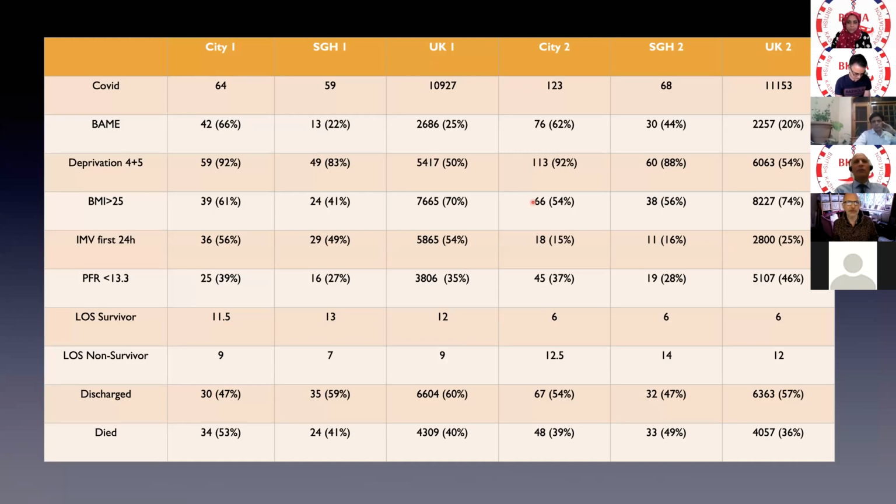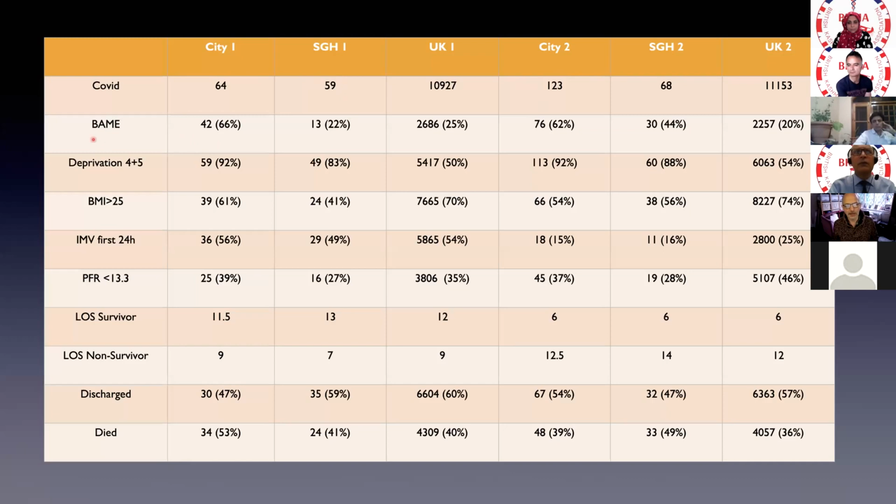Sorry, this is a bit crowded, but basically this summarises wave 1 for City, Sandwell, and then the UK average, and then the same for wave 2. Wave 2 for us is anything after September. So just to draw a few quick things. In wave 1, we had about 60 patients on each site. In wave 2, we had far more at City site.